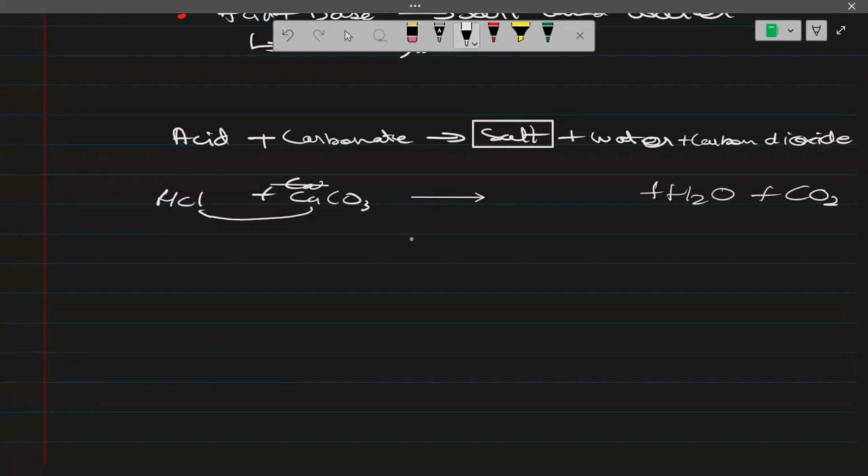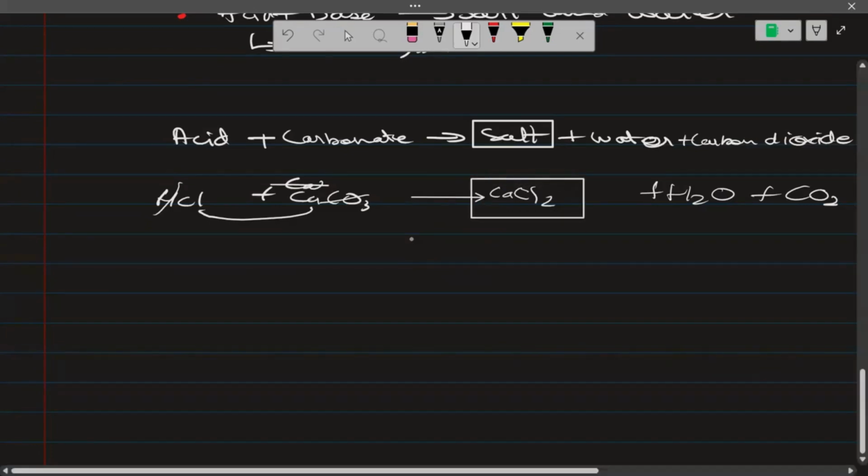Now let's write this all. In this one we remove H and CO3. What's left? Ca and Cl. We always write the metal first in an equation, so calcium will be written first. And Cl2. How did this two come? Calcium has two positive charges and chlorine has one negative charge. The one we don't usually write, and CaCl2 will be formed. And this is a salt.